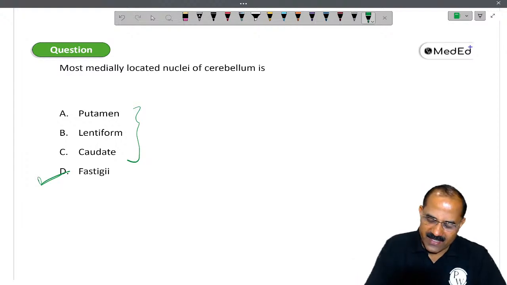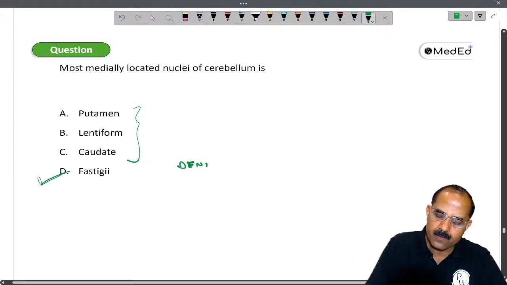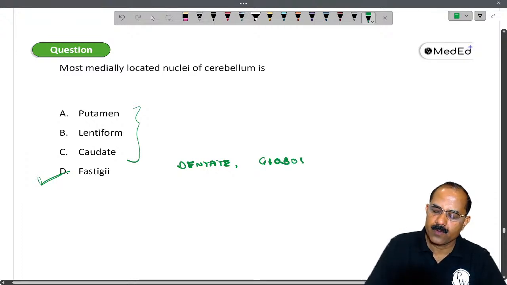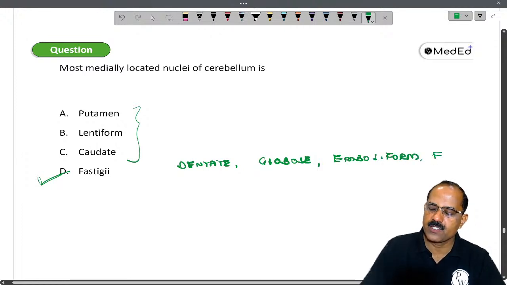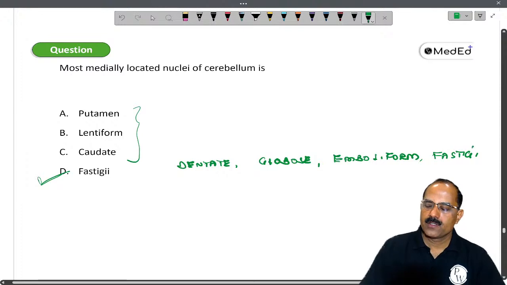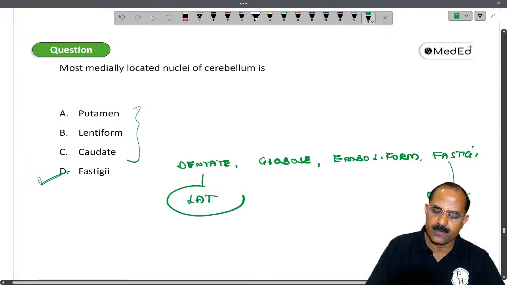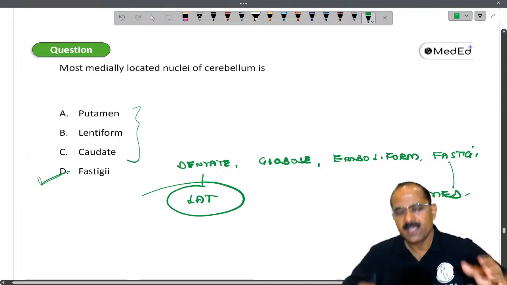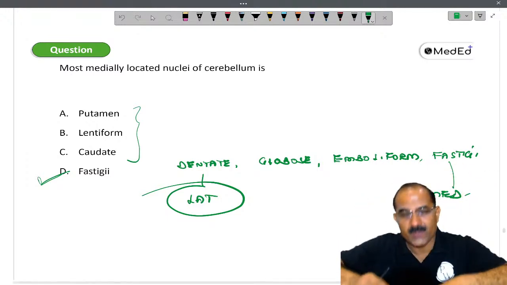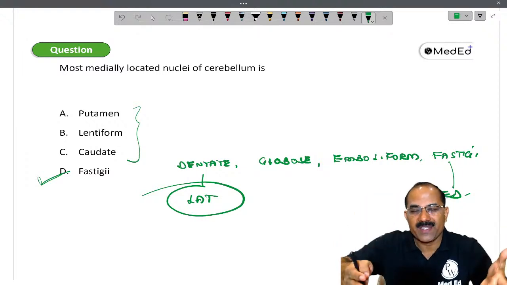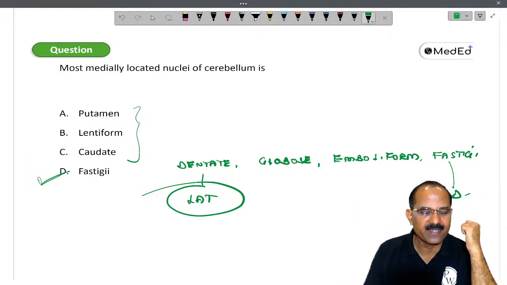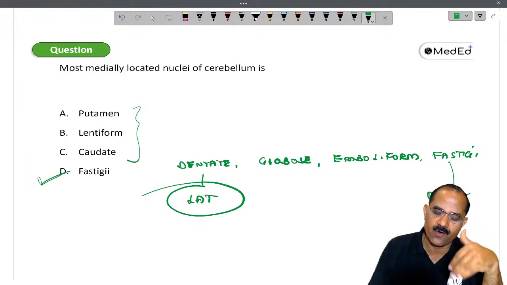So what are the nuclei of the cerebellum? Dentate, फिर nucleus globose, nucleus emboliform and nucleus fastigii. So सबसे medial is fastigii and सबसे lateral is dentate nucleus. Dentate nucleus सबसे lateral होता है and nucleus fastigii सबसे medial होता है. जो highly evolved nucleus है that is the dentate nucleus है ना. Dentate nucleus is the highly evolved nucleus of cerebellum.